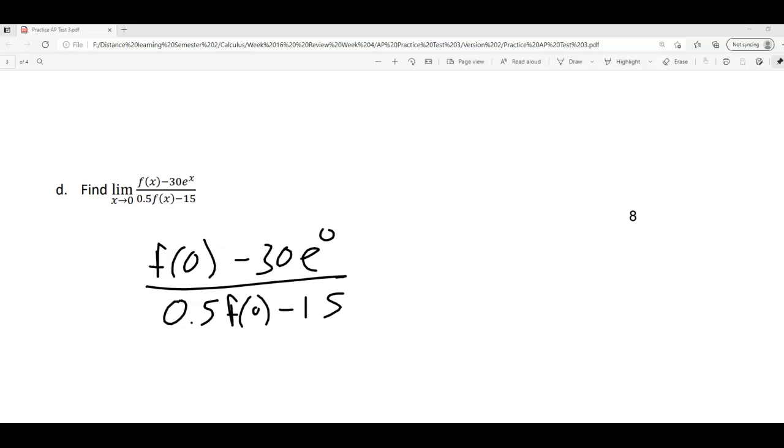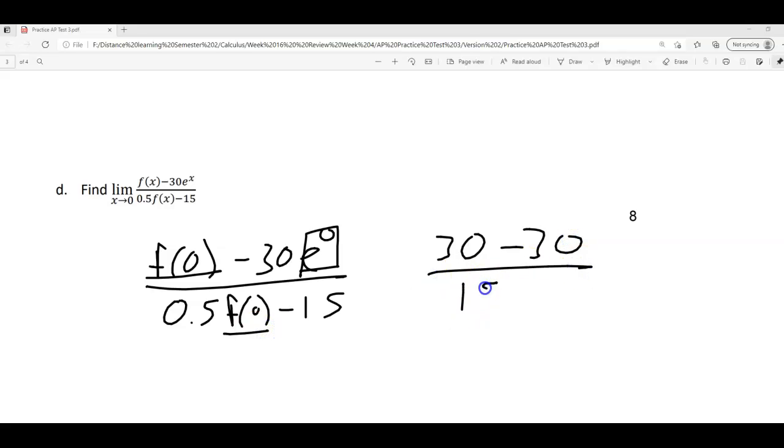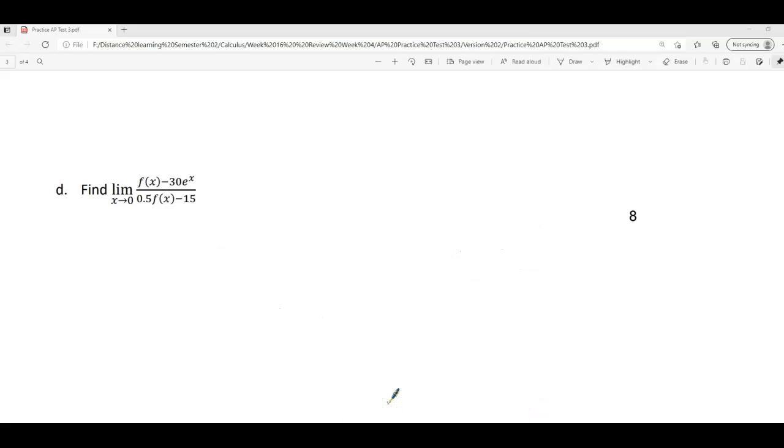Now we know from the beginning that f of 0 is 30. We know that e to the 0 is 1. And 1 times 30 is 30, so that's 30. On the bottom, this is 30 times 0.5, which is 15. And 15 minus 15 is 0 over 0. And what do you know? We've got L'Hopital. So we're going to go ahead and do L'Hopital again here.